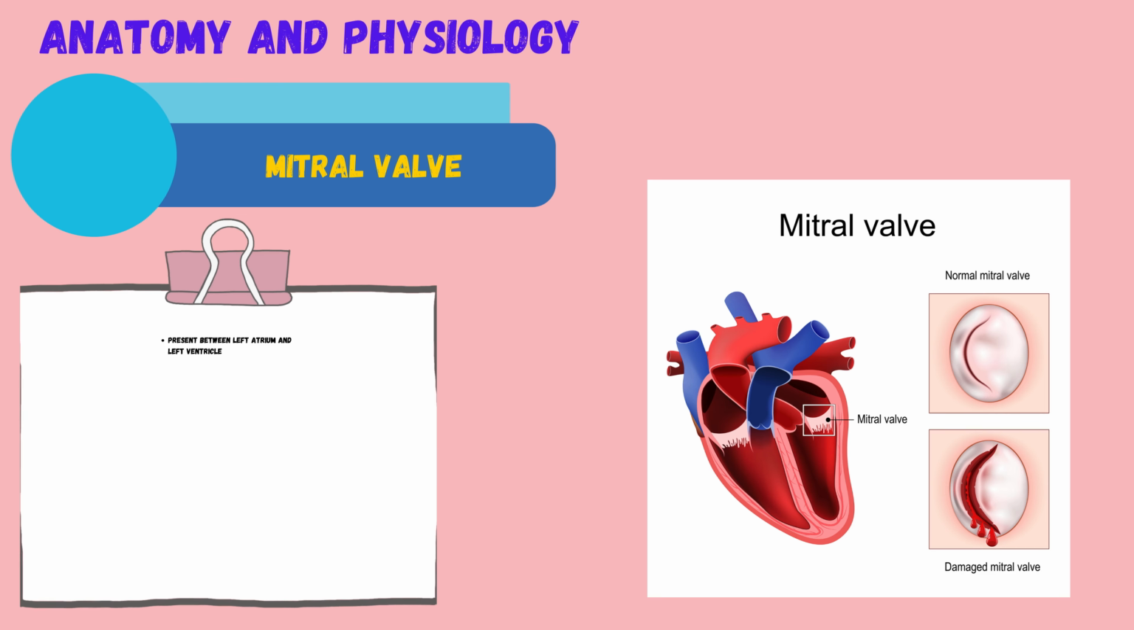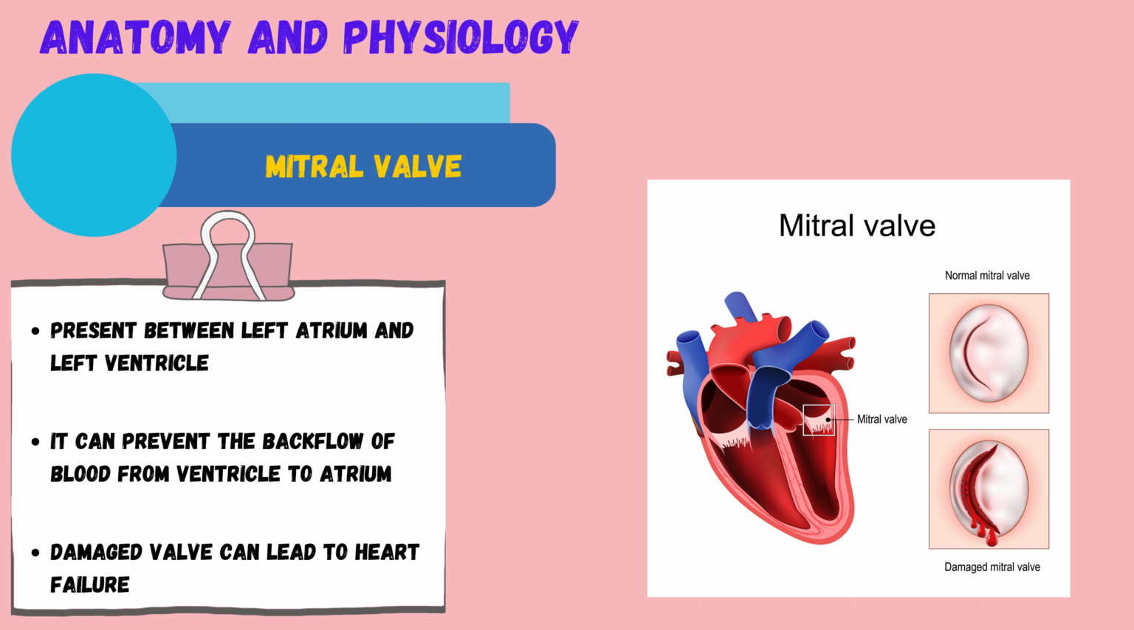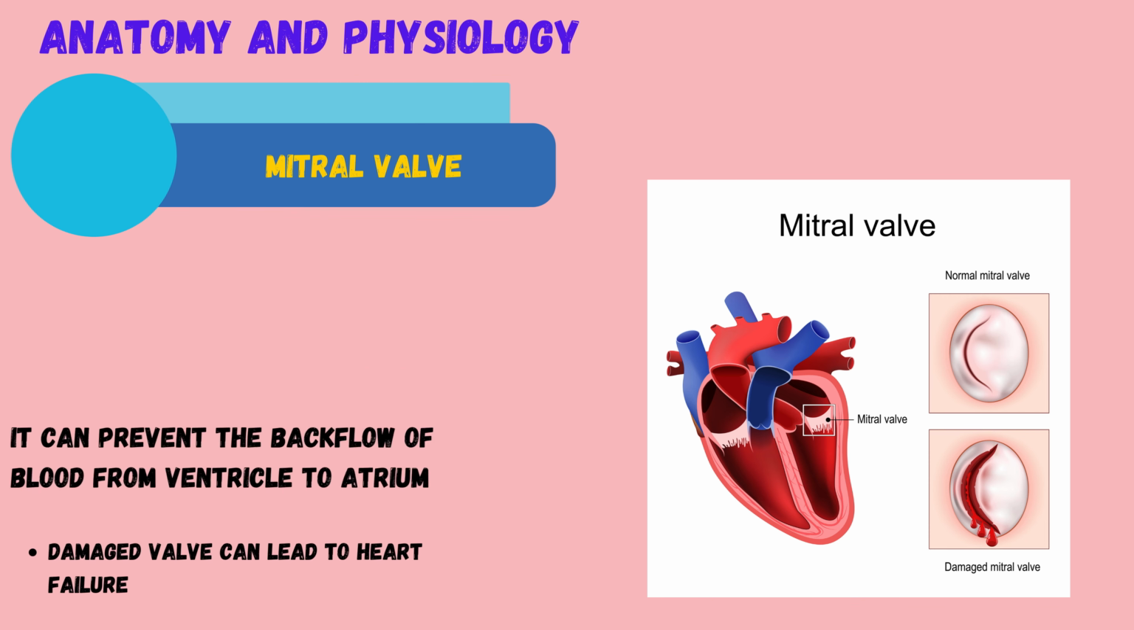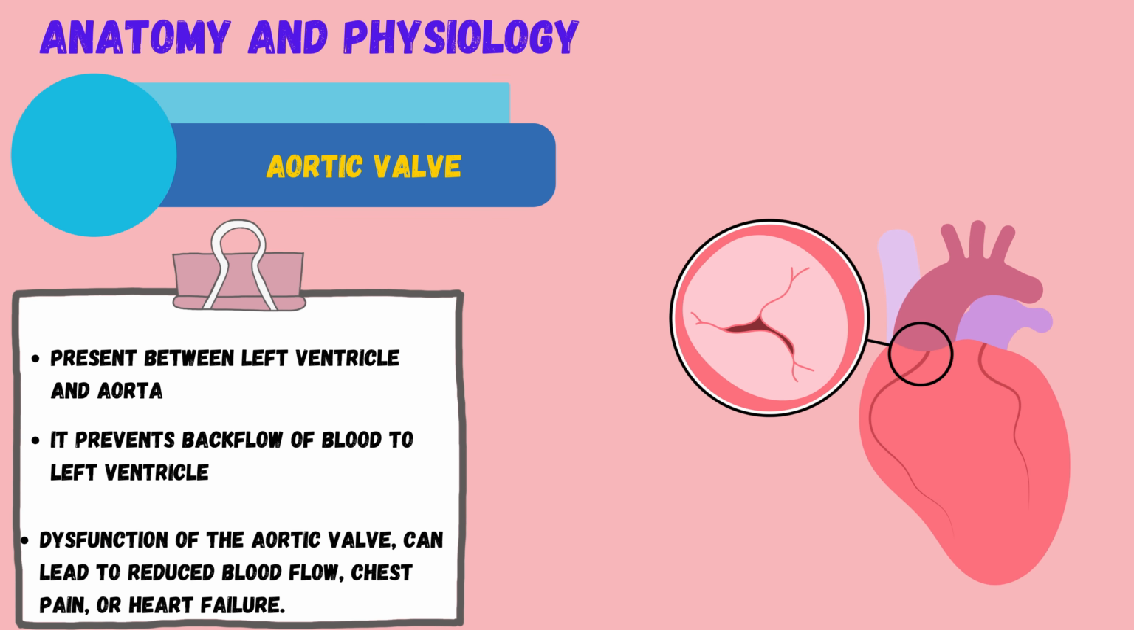Mitral valve. This valve sits between the left atrium and the left ventricle. It opens to allow blood to flow from the left atrium into the left ventricle and closes to prevent backflow when the ventricle contracts. Aortic valve, located between the left ventricle and the aorta. The aortic valve opens when the left ventricle contracts, allowing blood to exit the heart and enter the aorta, supplying the entire body.